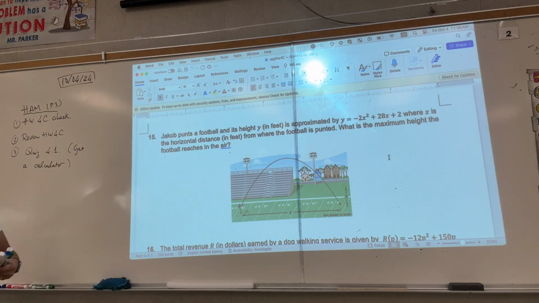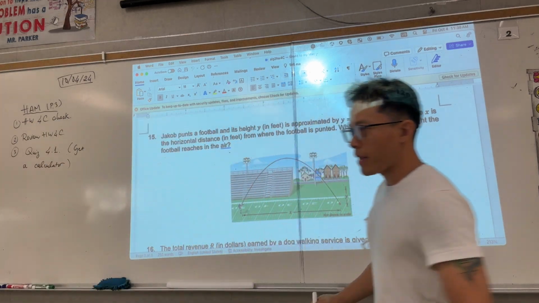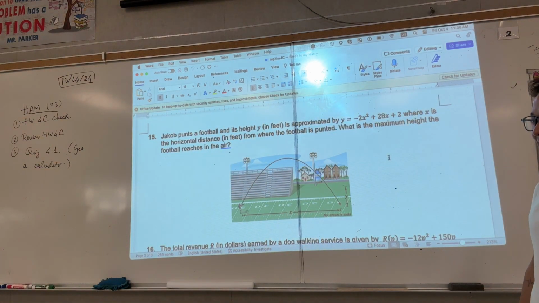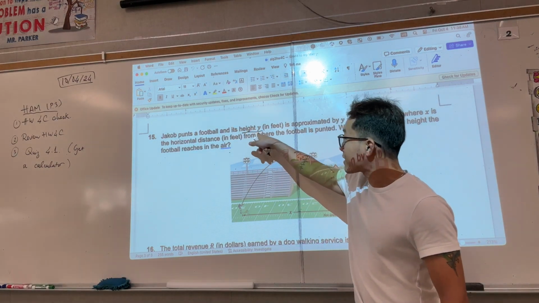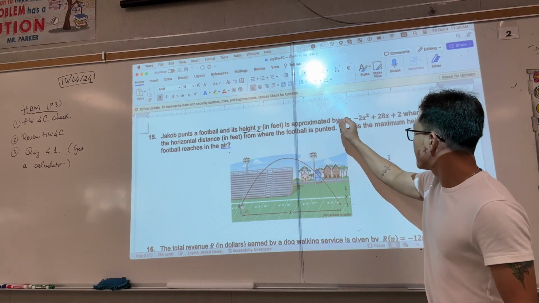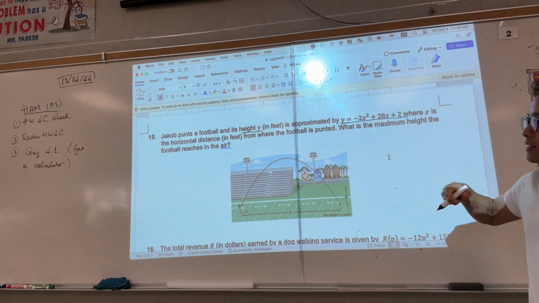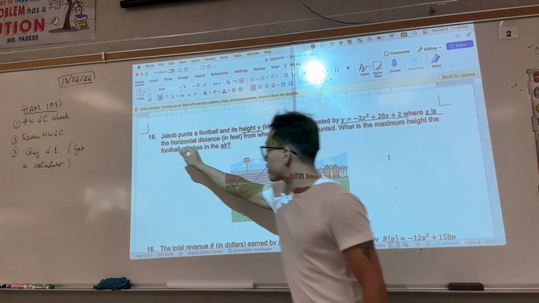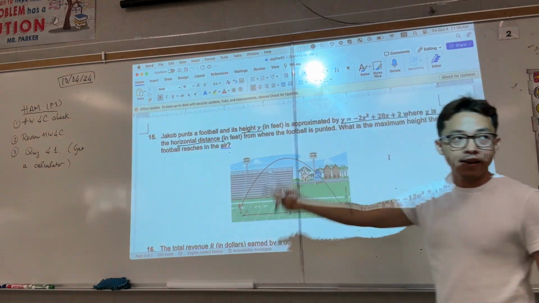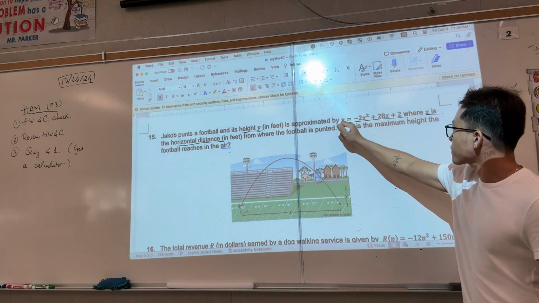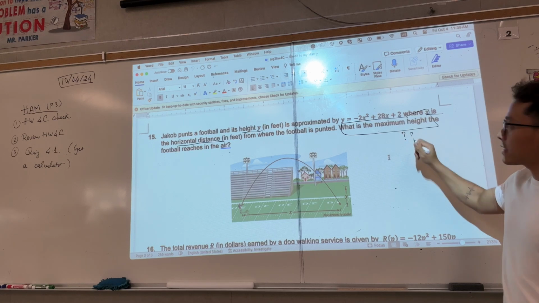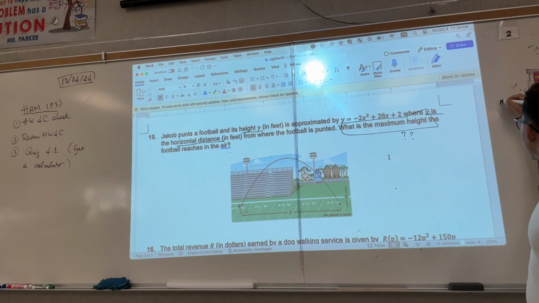Can you also help me underline which information? Which one do you think is important? The equation. The equation? Okay, first, y, they assign y to be the height, right? And then the equation, for sure, that's important. What else? X is the horizontal distance. You also need to know what the letter represents. And then, what is the question? The maximum height. Maximum height, okay? That's it.